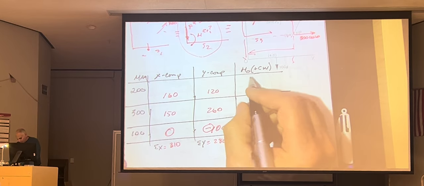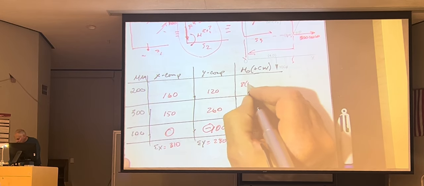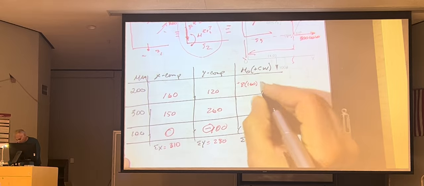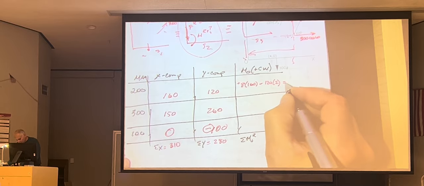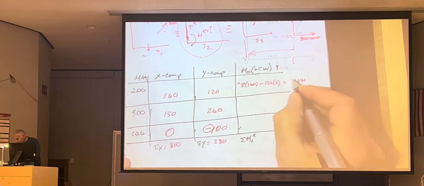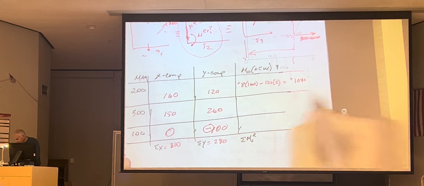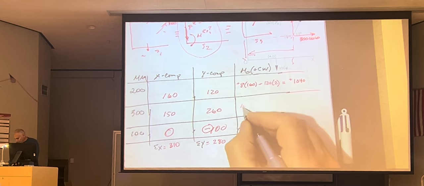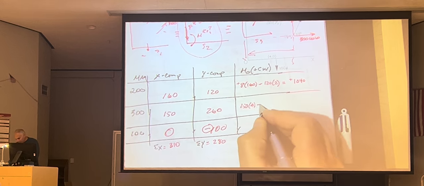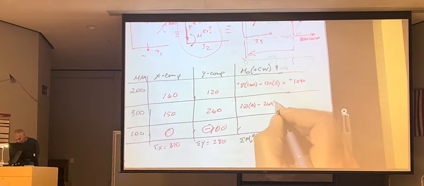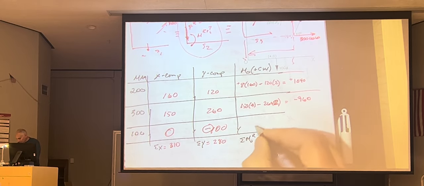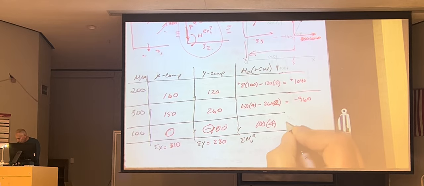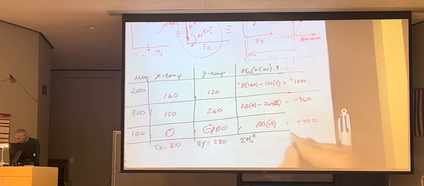Moments. Okay, I'm going to do 8 times 160 positive minus 120 times 2 to give me 1040 positive. Here I'm going to do 150 times 4 minus 260 times 2 to give me minus 960. Here I'm going to do 100 times 4 to give me a plus 400.